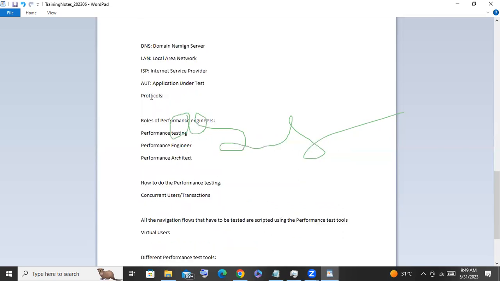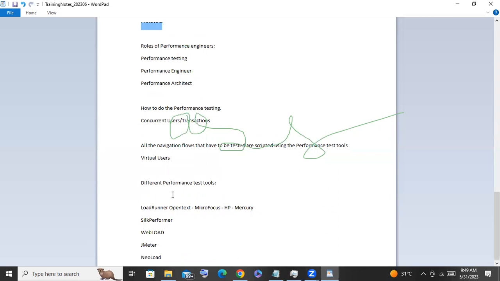Now, what is a protocol? We would discuss it a little later. Not today, a little later. So there is a lot of support for a lot of protocols in the LoadRunner.